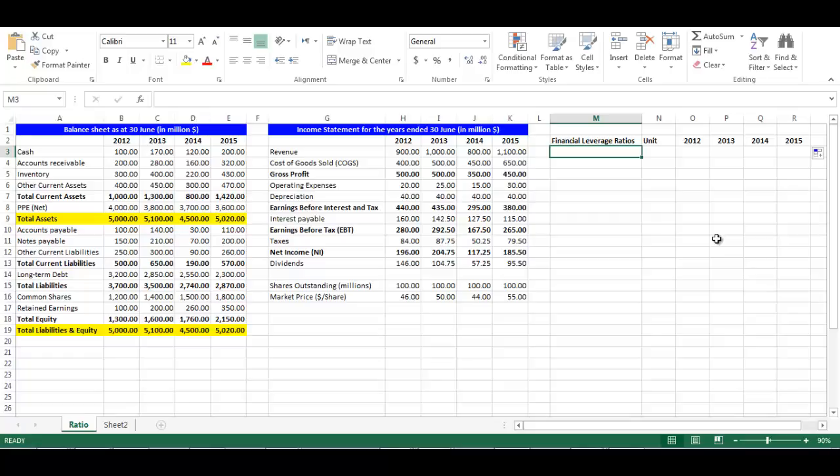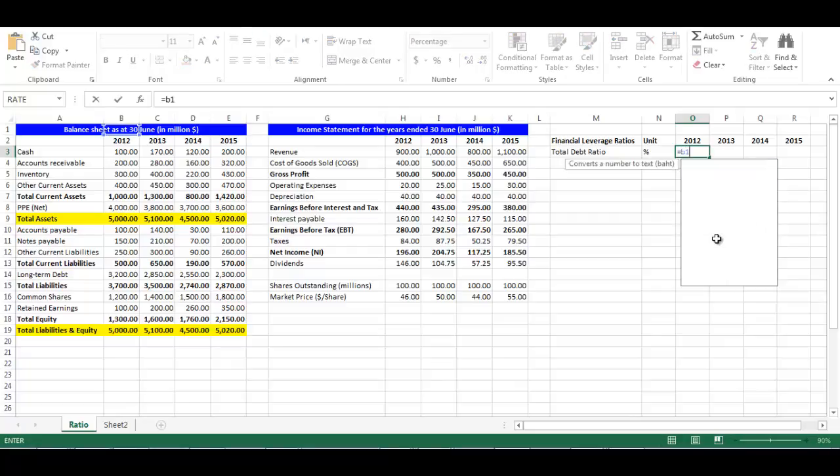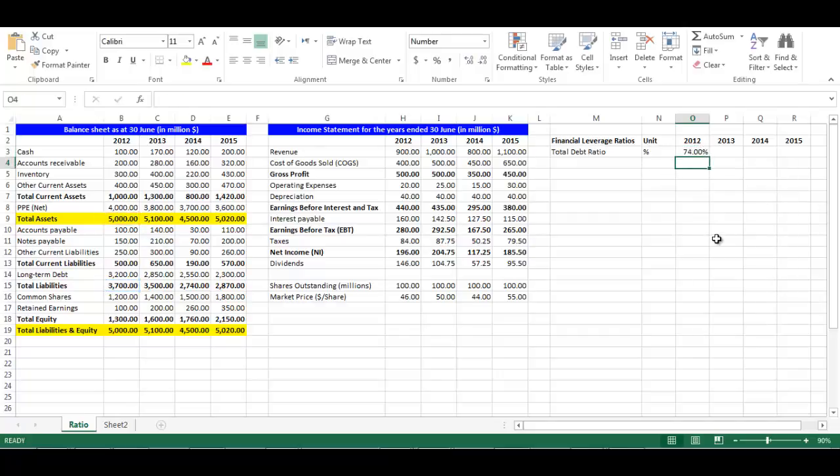Write total debt ratio in cell M3. Total debt ratio is total debt divided by total assets. Its unit is percentage. In cell O3, write equal. Choose cell B15 divided by cell B9. Press Enter.